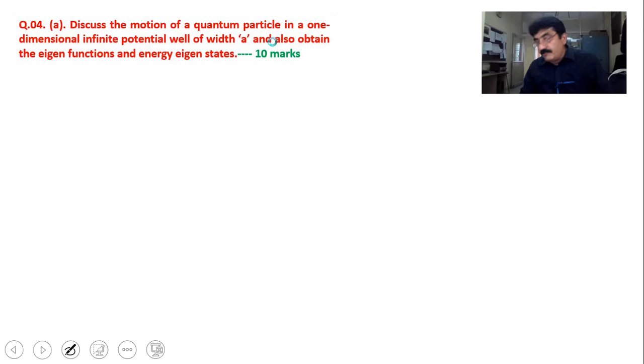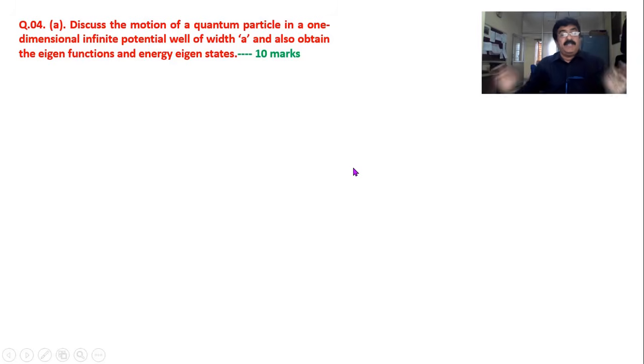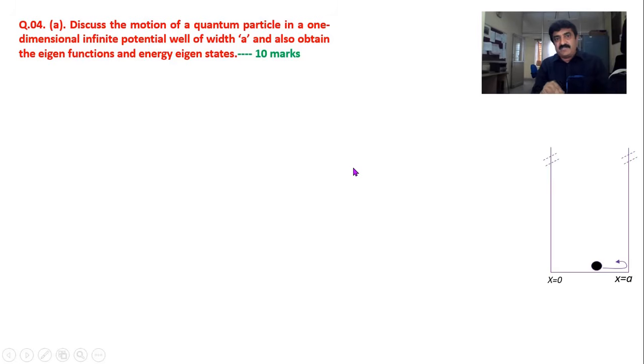Okay, now comes question number 4a. This question I have already discussed in model paper 1, that is, a particle moving in a potential well of width a, and obtain the eigenfunction and energy states. I just run through the content. Please follow my explanation which I have already given in my previous video. Here is a particle trapped in the one dimensional potential well. If I am correct, this is a most expected question.